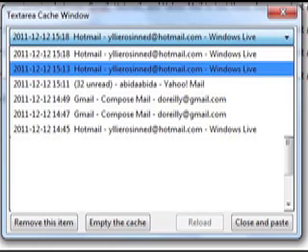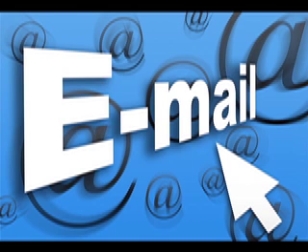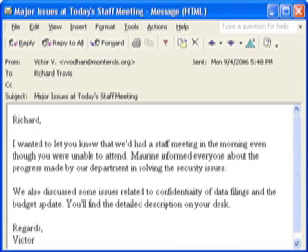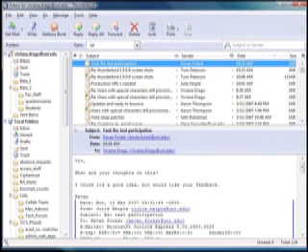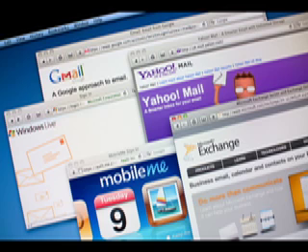The term email can refer to a single message or to the entire system of computers and software that transmits, receives, and stores email messages. An email message is an electronic document transmitted over a computer network. At the heart of a typical email system is an email server, a computer that essentially acts as a central post office for a group of people. There are two types of email, local email and webmail.